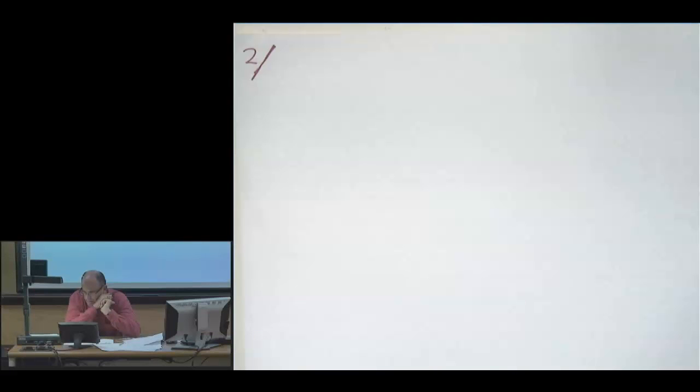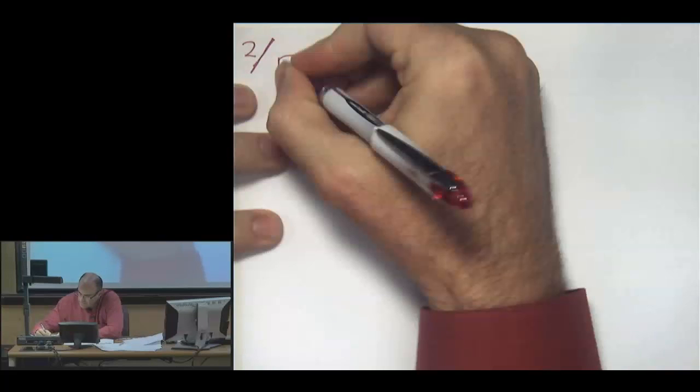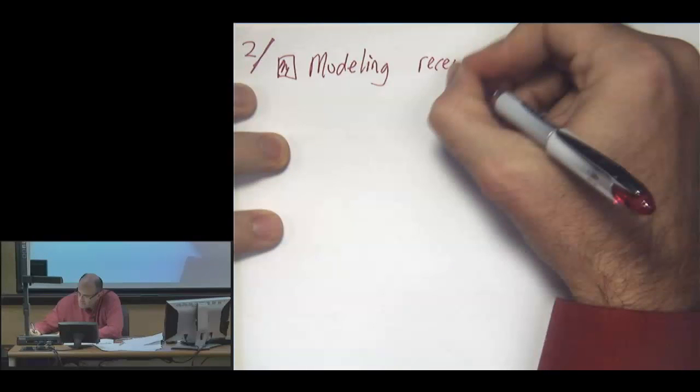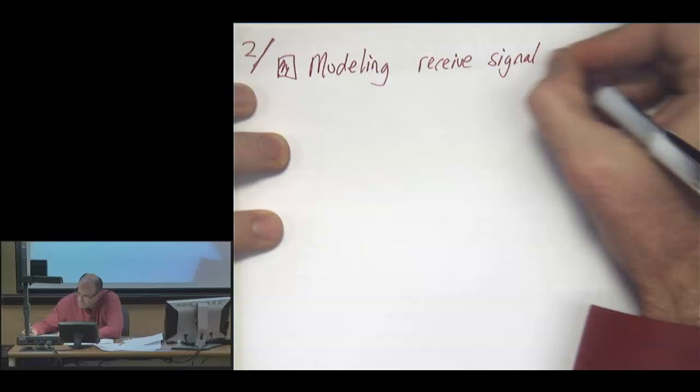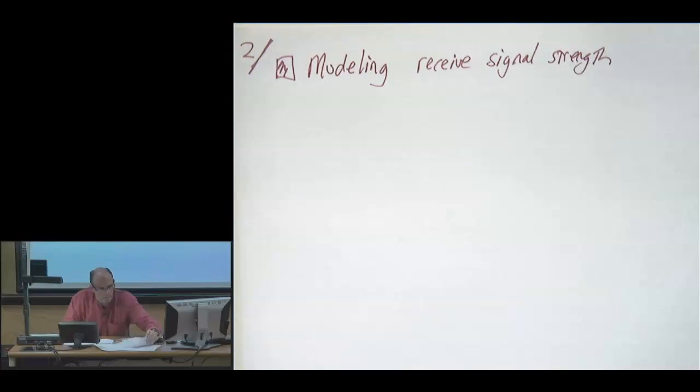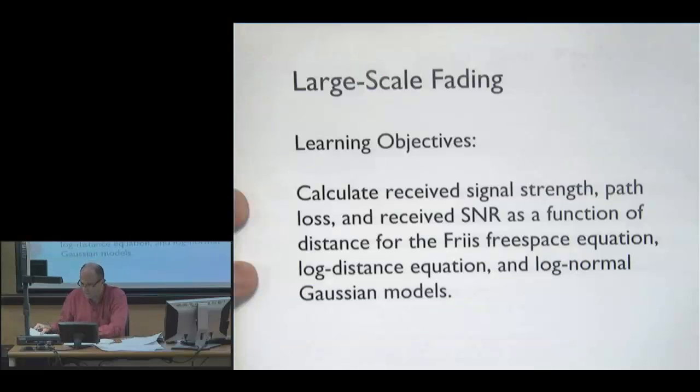So what we're going to do right now is focus on modeling a particular quantity which is important, which is the average received signal strength. That's what we're going to focus on the rest of the class. Oh yeah, and this is the large-scale fading portion here.